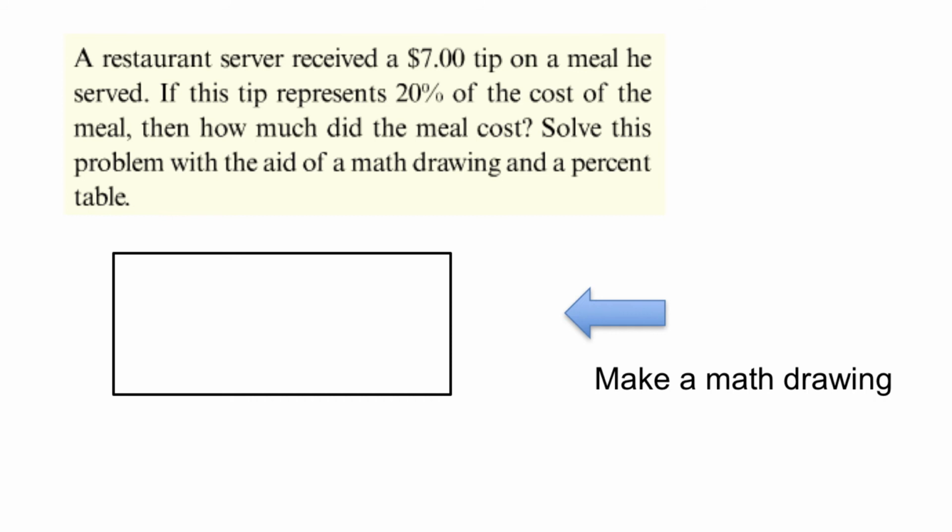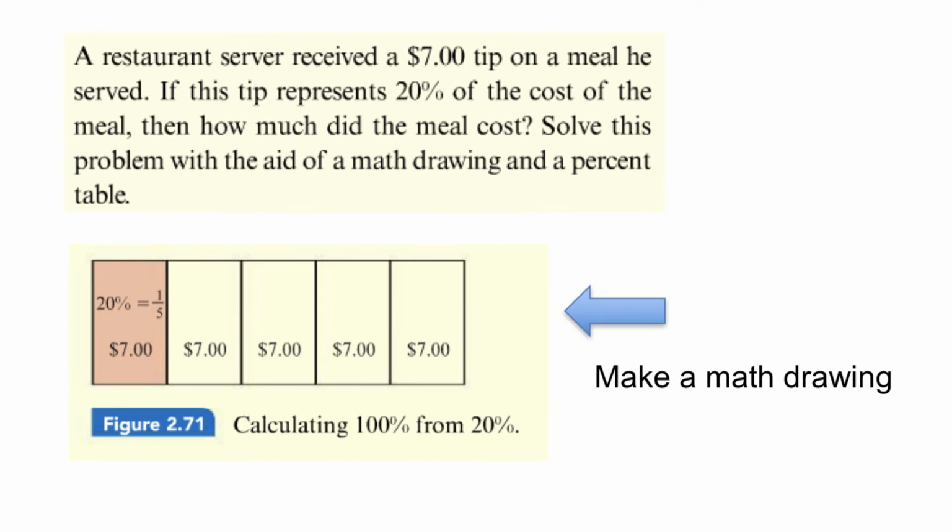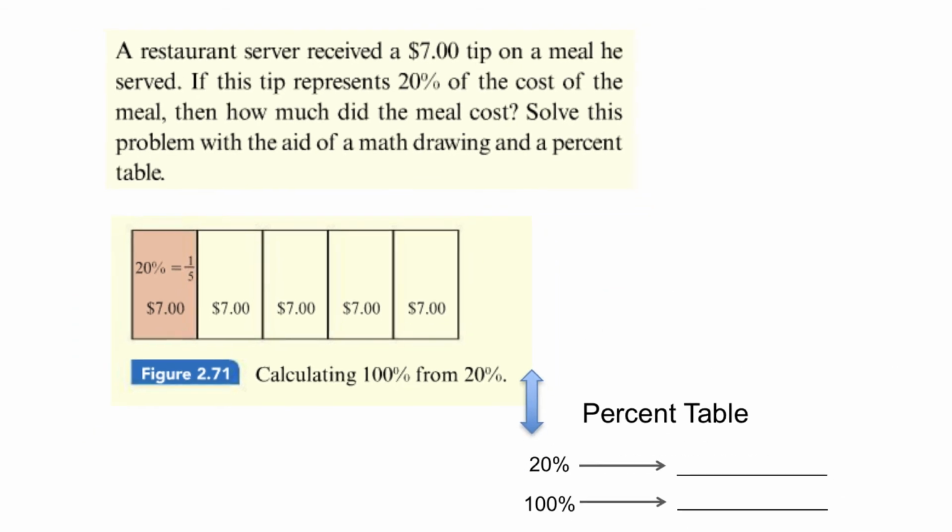Here's a drawing that a student did. 20% equals 1/5, and he showed the $7 each of the 5 times. So we've got a drawing that basically solves the problem for us, but we've got to go to a percent table because that's our more formal way of representing a solution to the problem. So then we go to our percent table and we include the benchmark. So 20% is the same as $7.